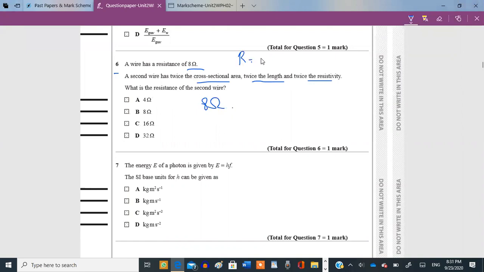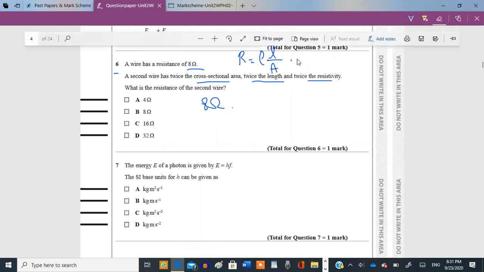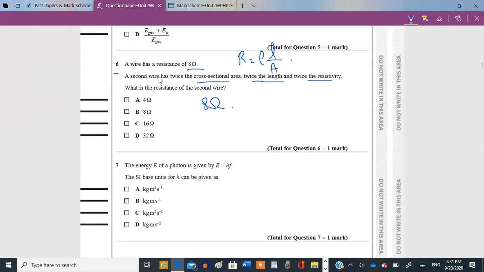Now resistance is equal to rho L upon A. If you write it in terms of diameter, you don't need to, because they've given you the cross-sectional area. Now they told us that there is a second wire whose cross-sectional area is twice the original. Resistance is inversely related to area, so if area becomes twice, the resistance is going to become half.